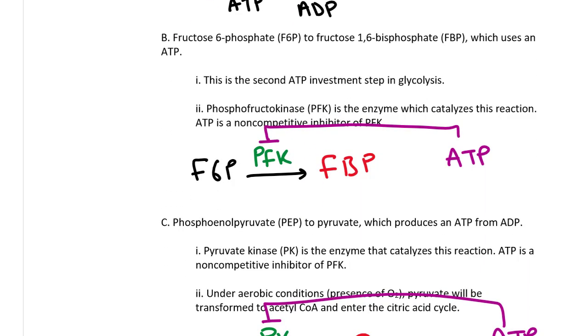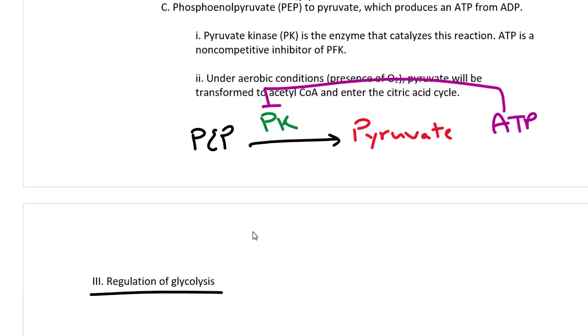And for this one, we have also ATP to ADP. And on this last one, phosphoenol pyruvate, or PEP, going to pyruvate, we have ADP going to ATP.